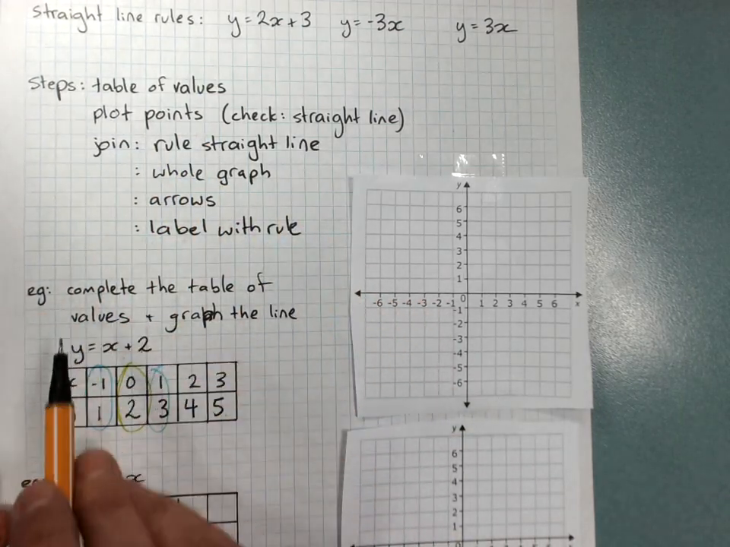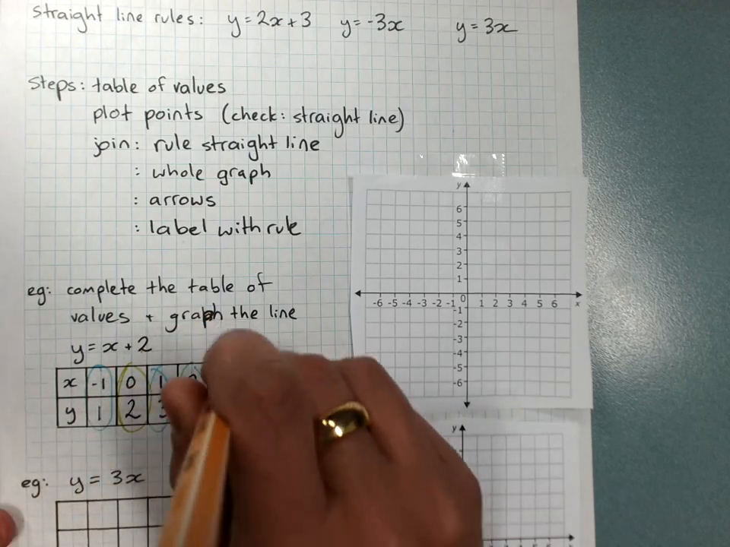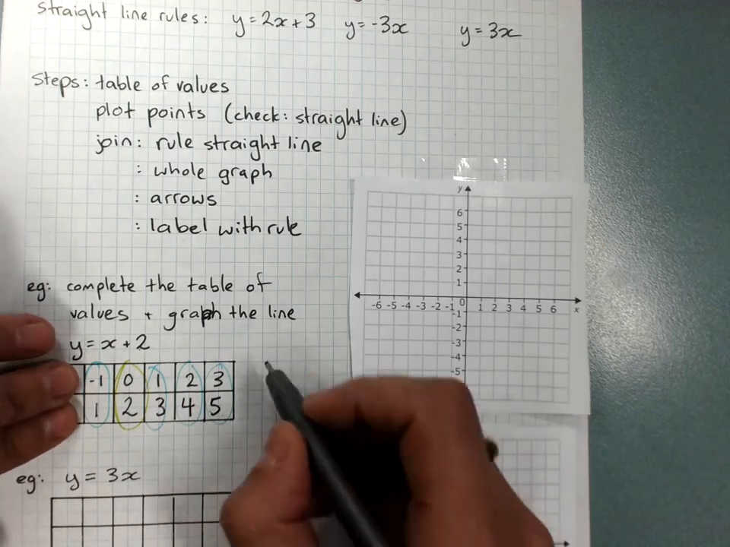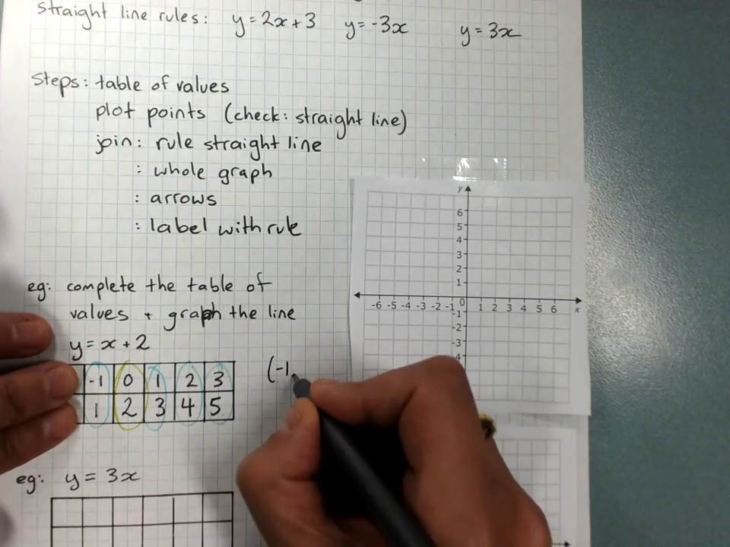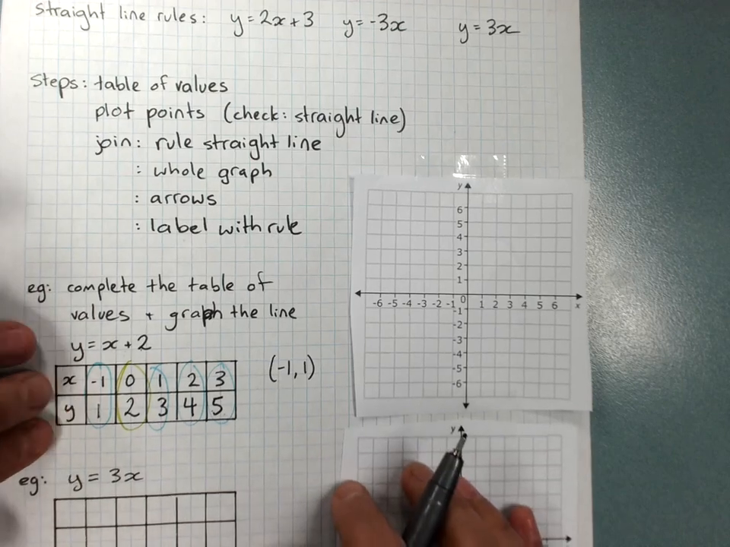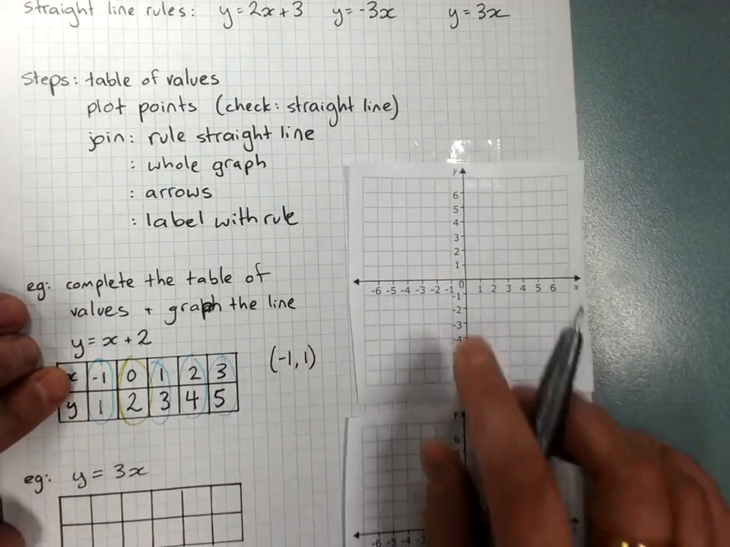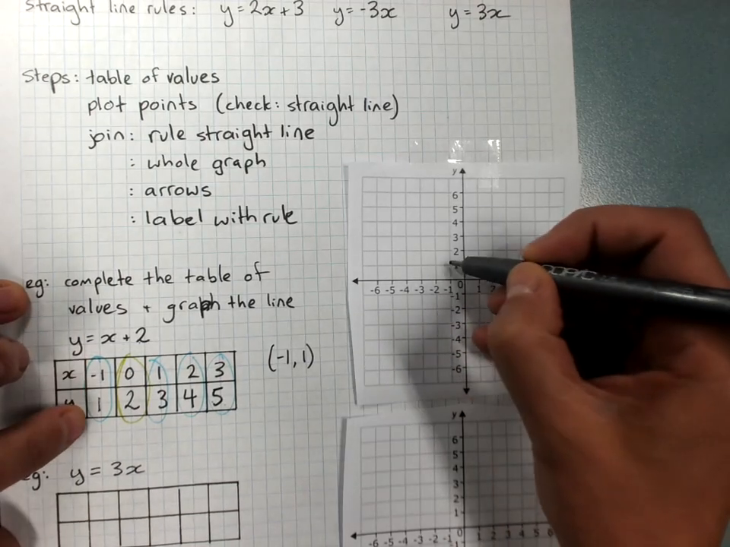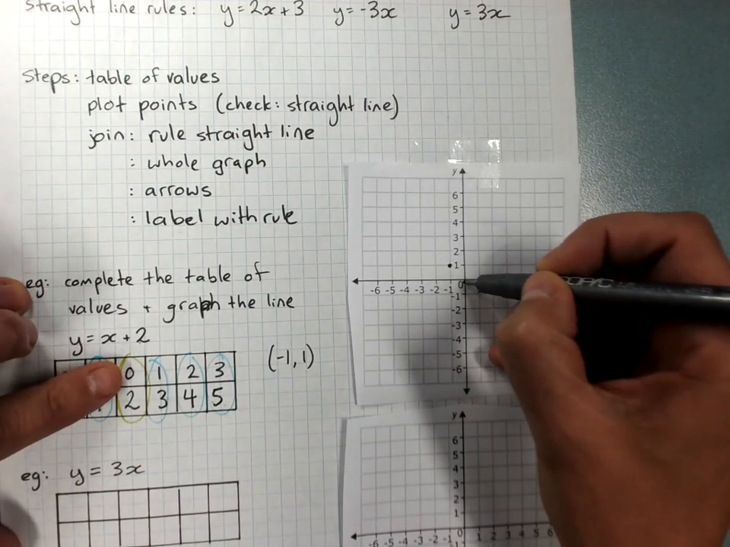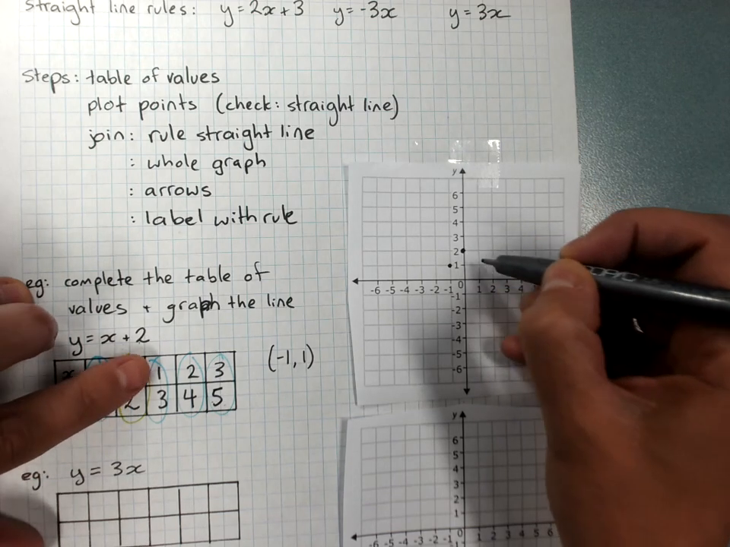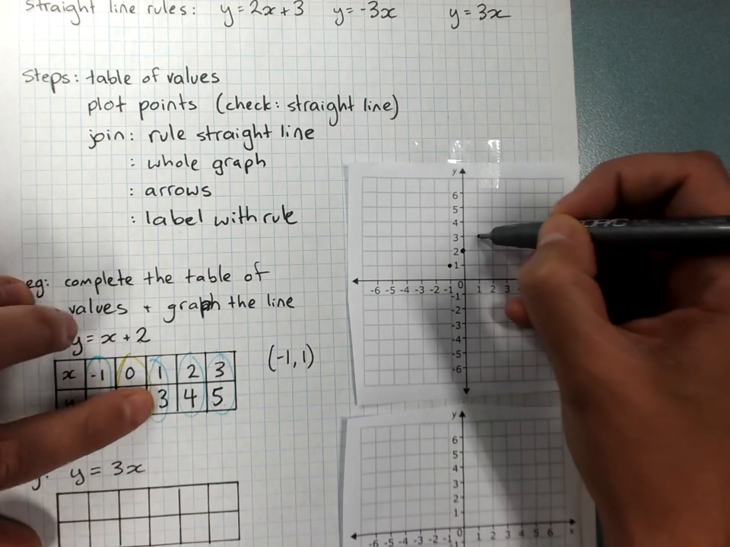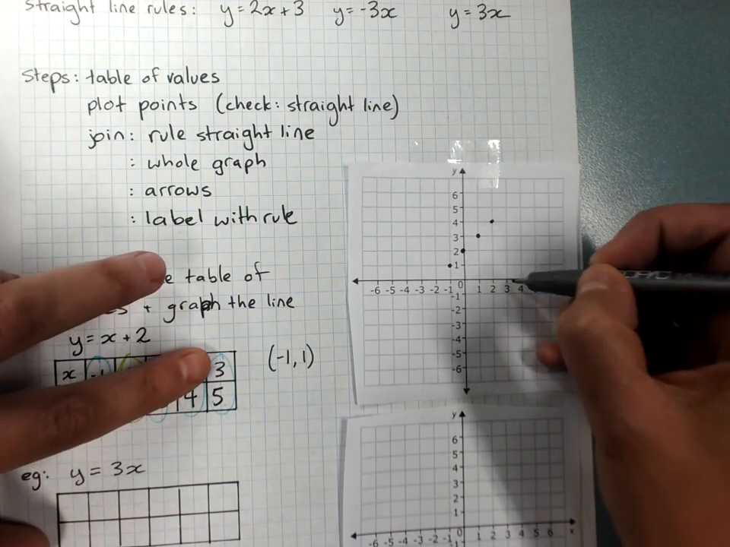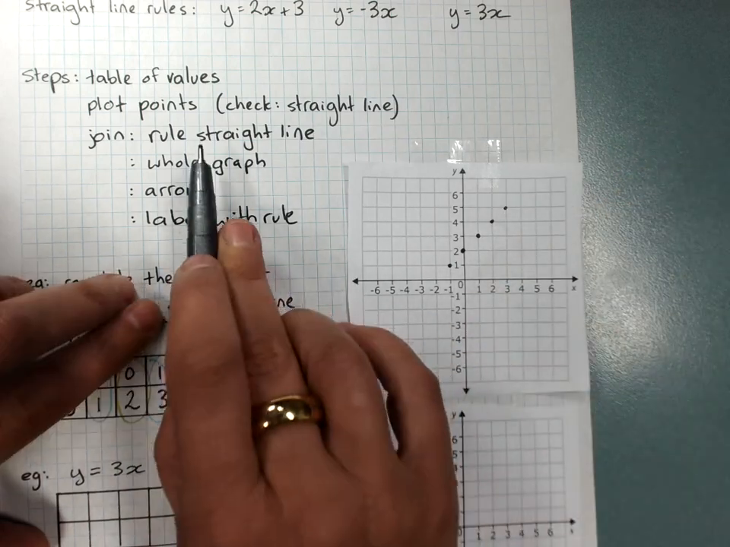Each one of these, x, y, is a coordinate, x and y. So this one that we're starting with is -1, 1. We don't need to write them all out, we just need to plot them on our number plane. -1 on the x, 1 on the y. 0 on the x, 2 on the y. 1 on the x, 3, 2, 4, 3, 5.